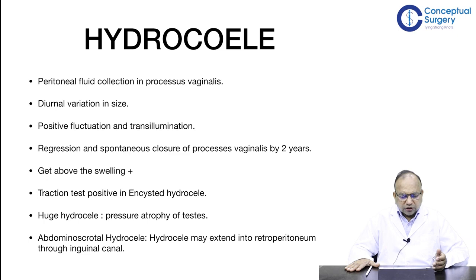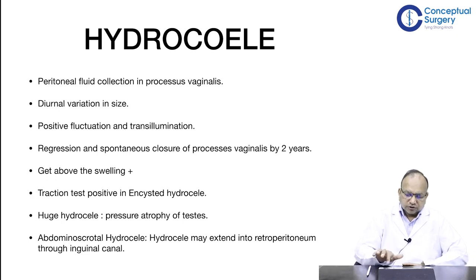As I mentioned, huge hydrocele can cause pressure atrophy of the testis because they will compress on the testicular vessels. Very rarely there can be abdominoscrotal hydroceles. They are rare, and in that situation hydroceles may extend into the retroperitoneum through the inguinal canal. They are rare, and therefore by and large, generally speaking, hydroceles will not have an inguinoscrotal component.